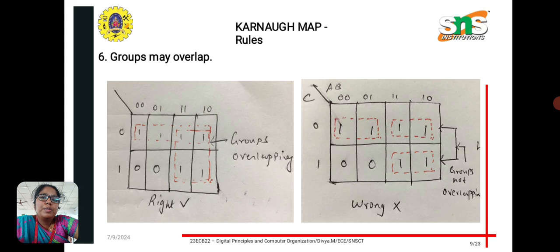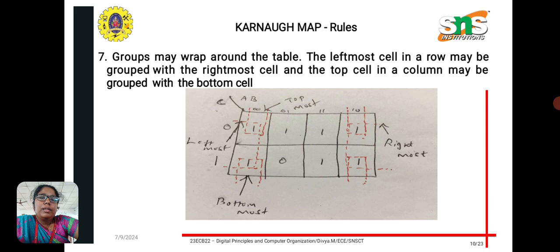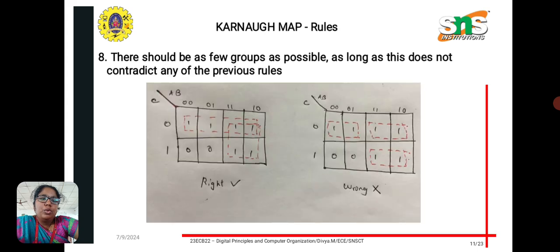Then groups may overlap, so a one can overlap with other groups, but we cannot group individual functions. Groups may wrap around the table. The leftmost cell in a row may be grouped with the rightmost cell, and the top cell in a column may be grouped with the bottom cell. This can be wrapped for grouping.